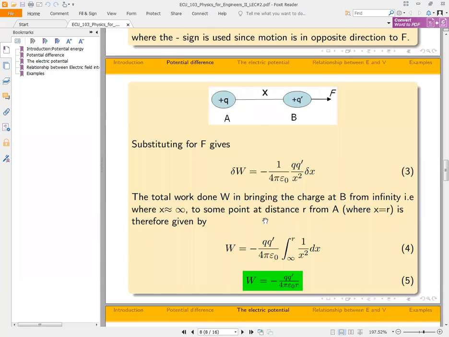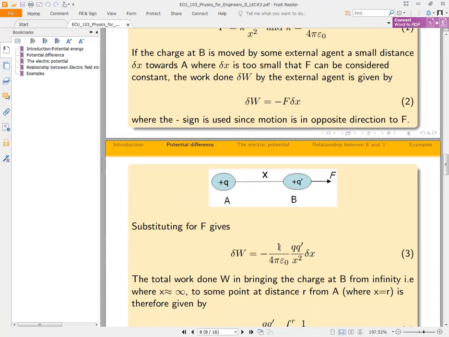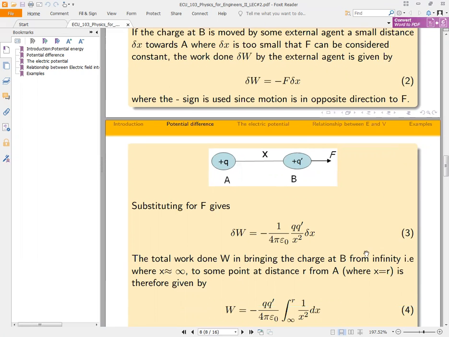Now, if we substitute for F, remember, let me go back to equation number 2. Equation number 2 is negative force times delta x. So we want to substitute for F from Coulomb's law. If we do that, F alone is 1 over 4 pi epsilon naught, the product of the charges over the distance squared, then multiplied by delta x. We get equation number 3.